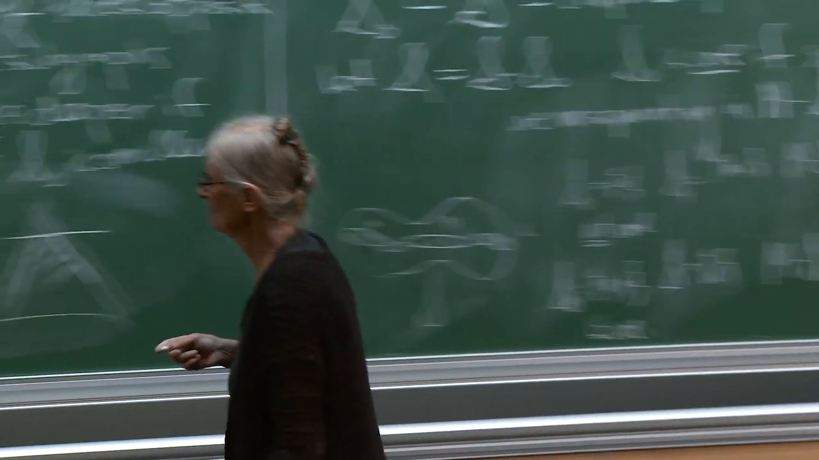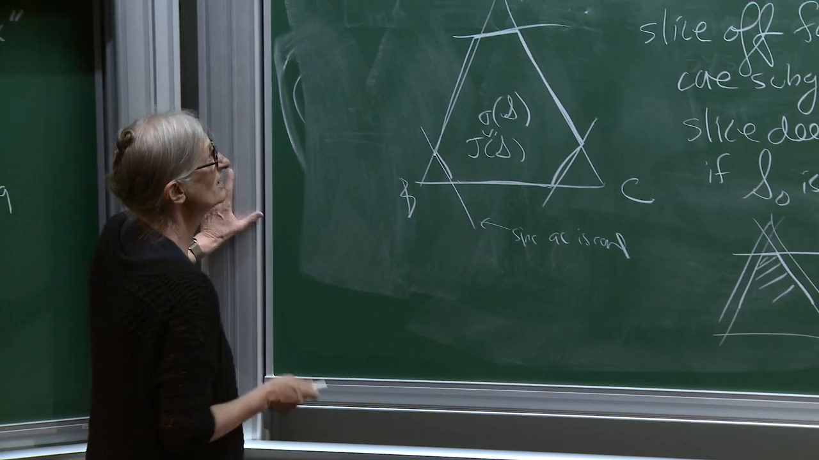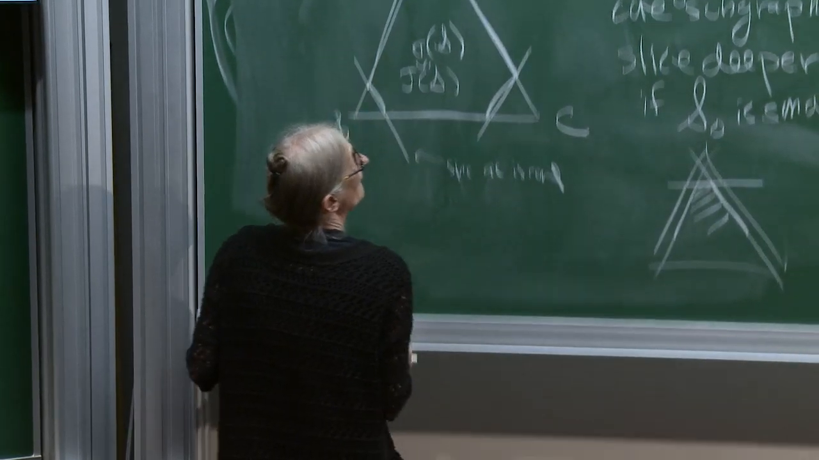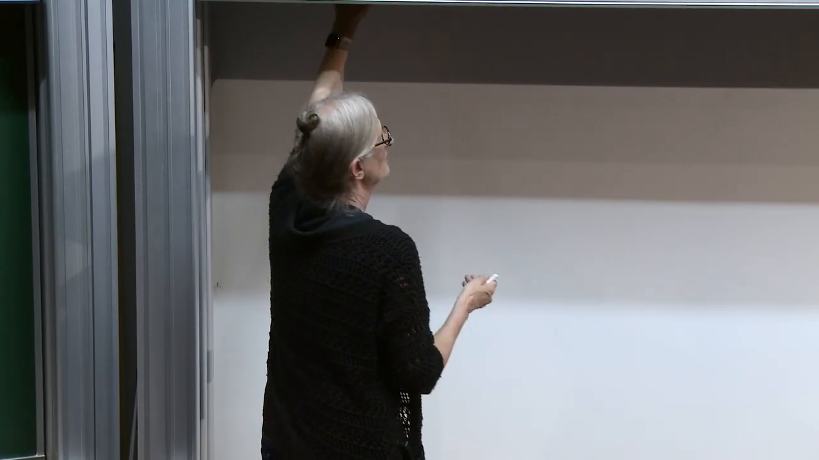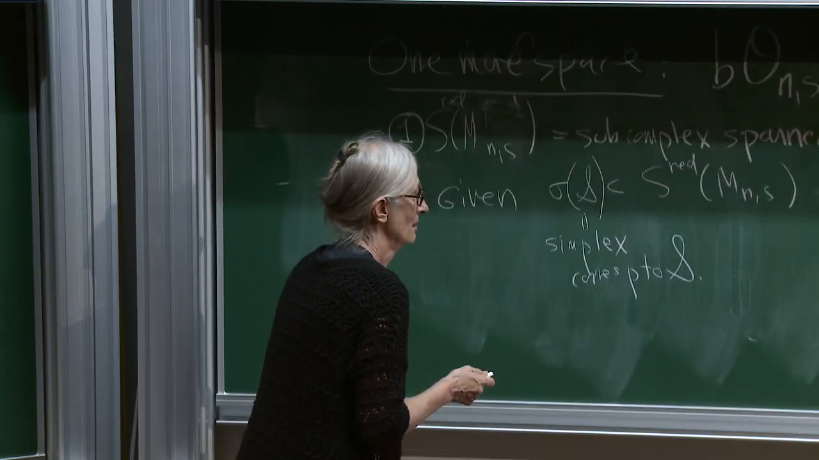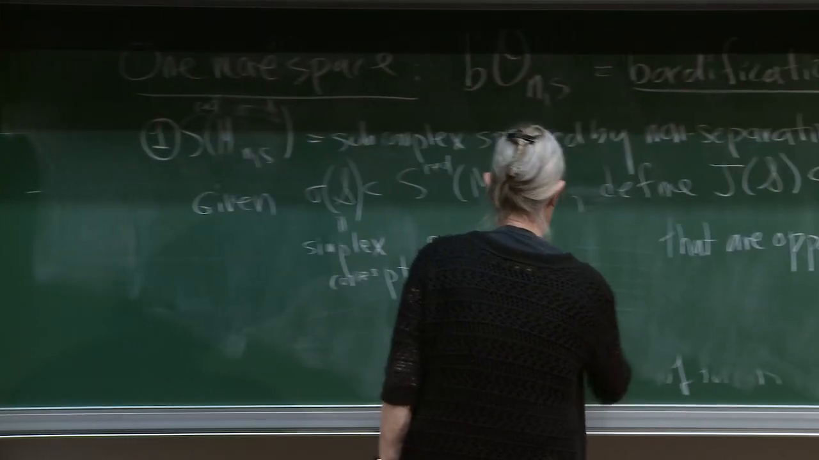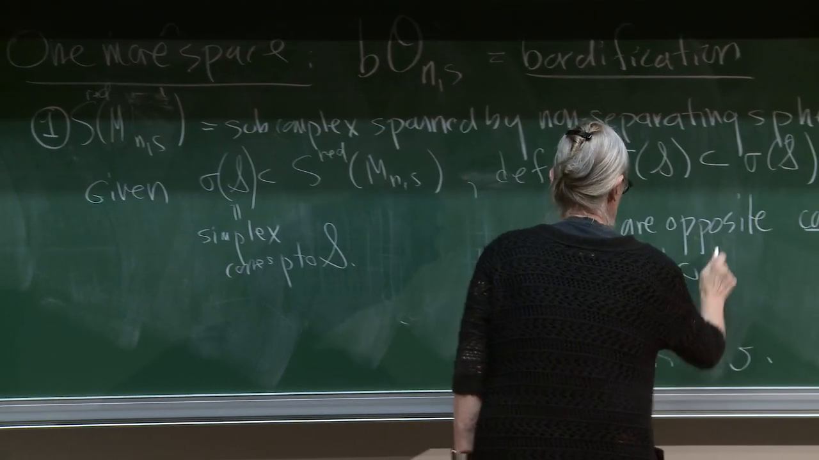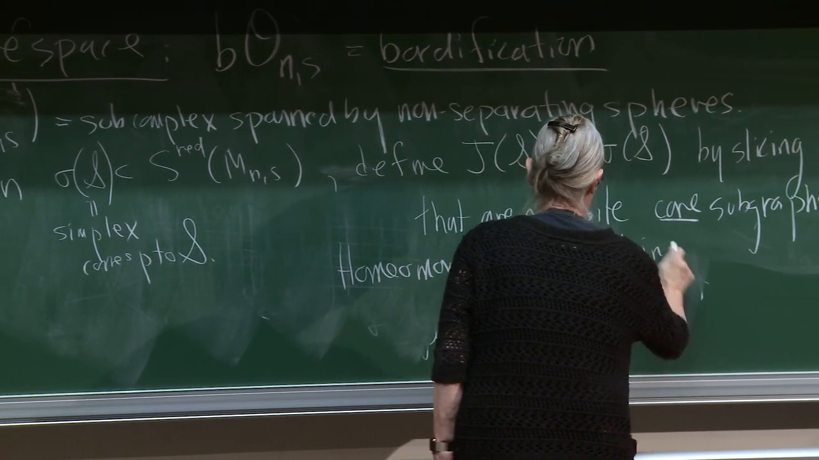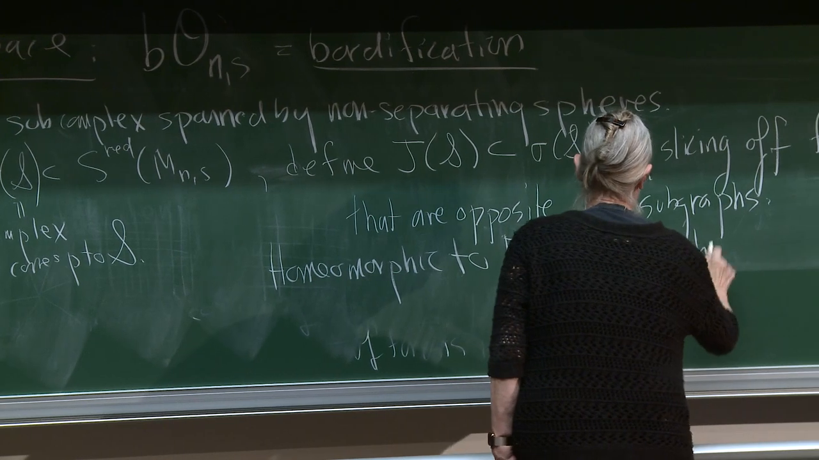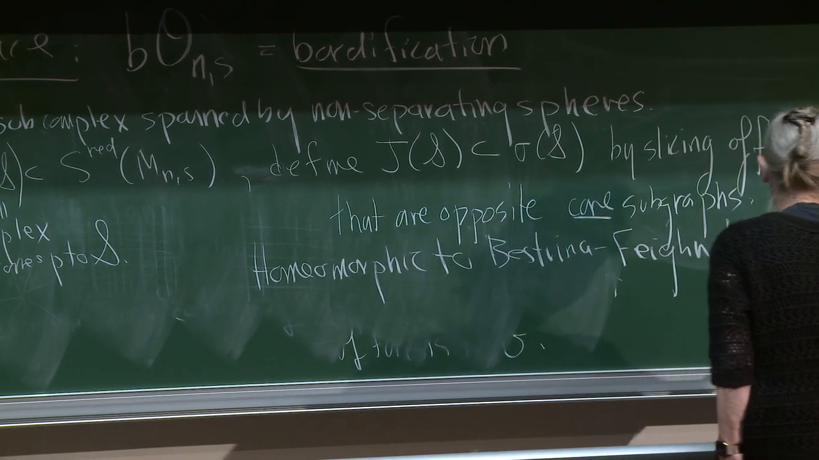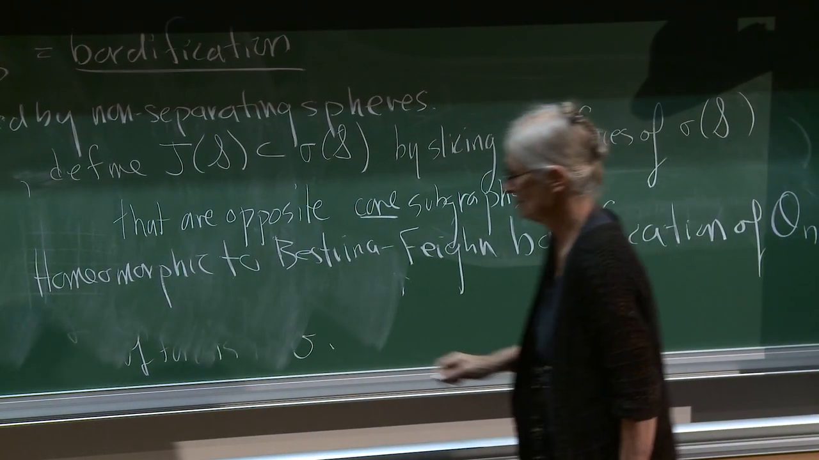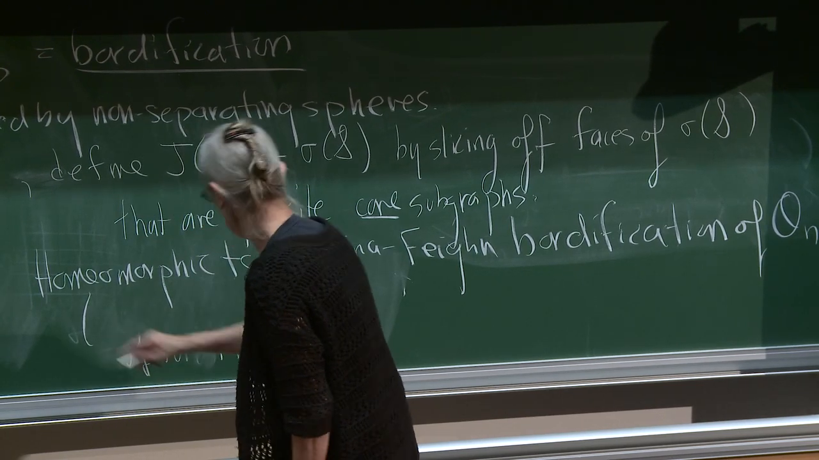So the resulting space is homeomorphic to the Bestvina-Fein bordification. One more space. It's this space. It's homeomorphic to the Bestvina-Fein bordification of ON. That's for S equals 0.